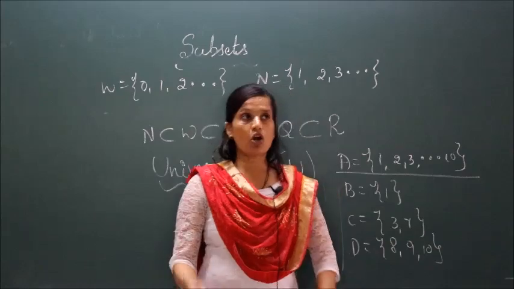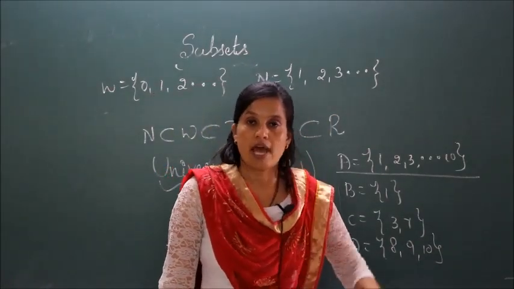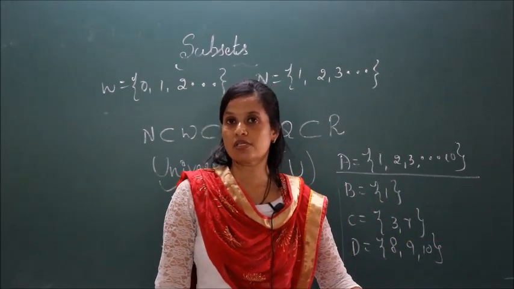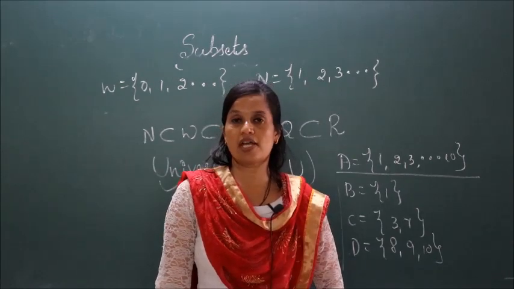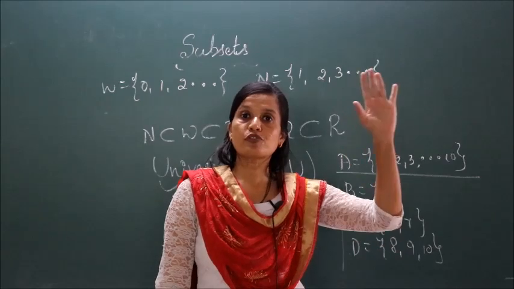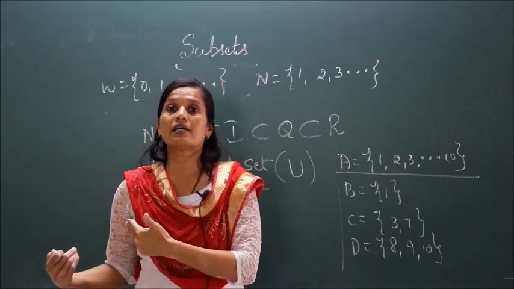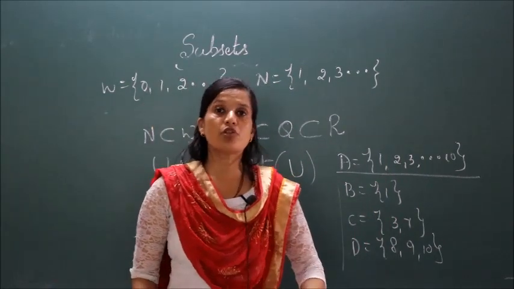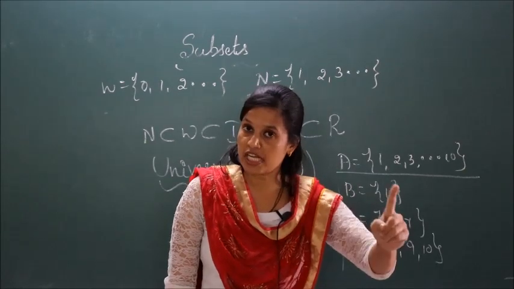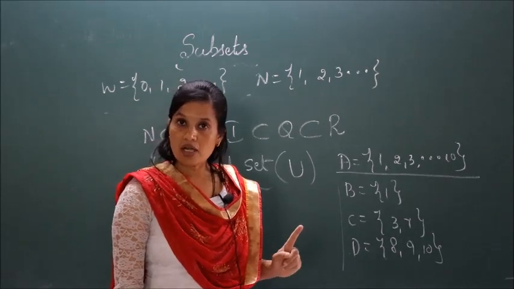If you consider a college, the number of students in the college is the universal set. And the other sets, students in first PU commerce, students in second PU commerce, students in first PU science, second PU science, you will get different sets. So the number of students in the college is the universal set. It contains all other sets. So what is a universal set? A universal set is the set which contains the other sets.